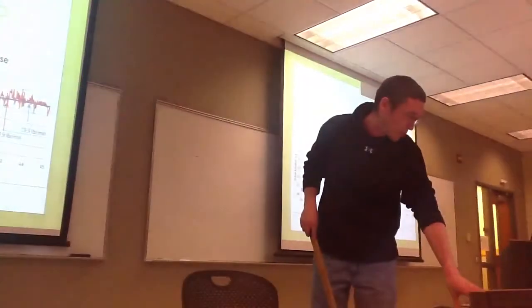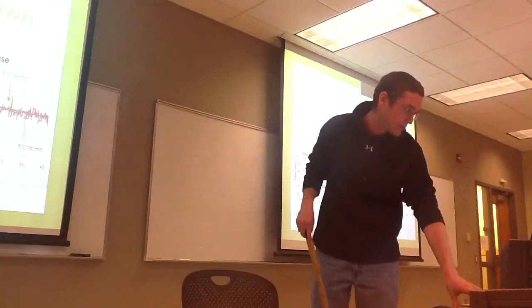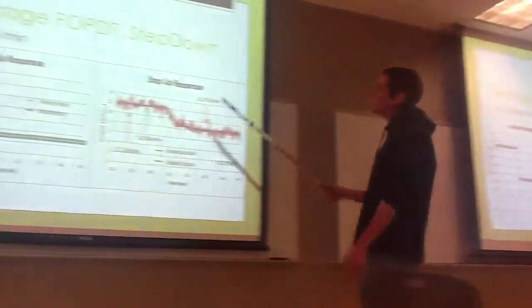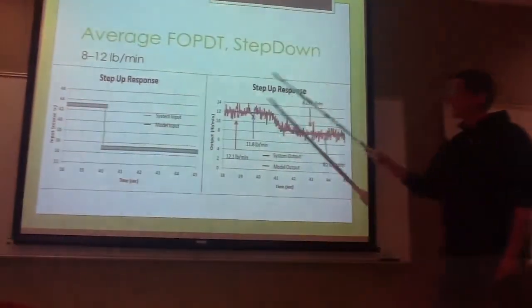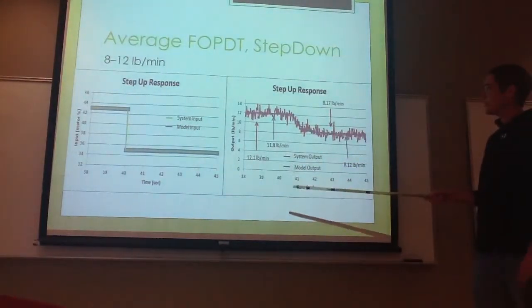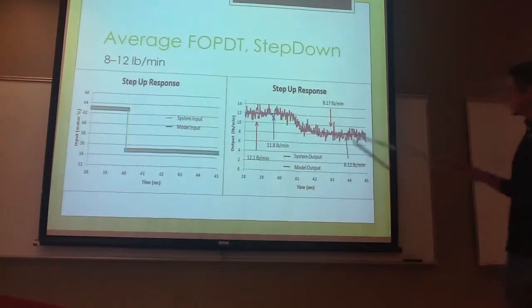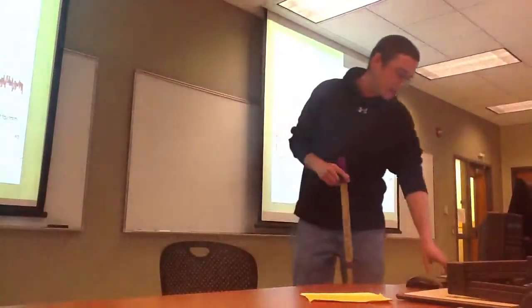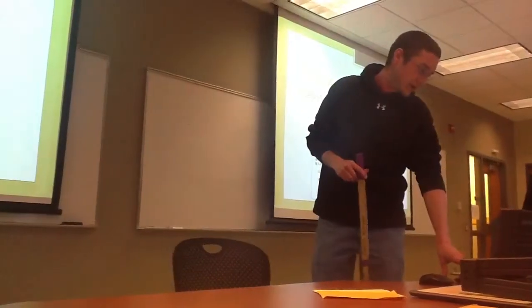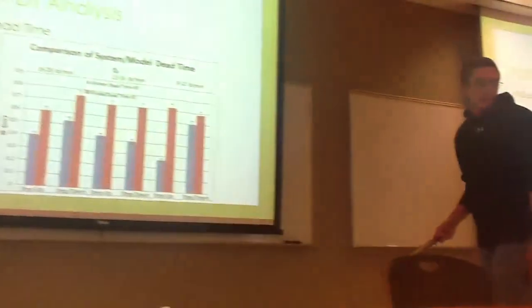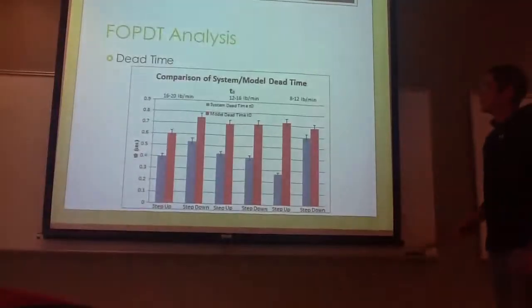We did this for all ranges, step up and step down, through the 8 through 12 pounds per minute, 12 through 16 pounds per minute, and 16 through 20 pounds per minute. You can't get them exact every time, but you get them pretty close. And from fitting it like that, we can get new values for our variables. And here's a comparison of our system model dead time.